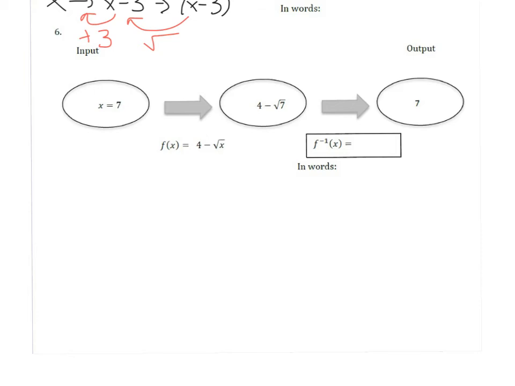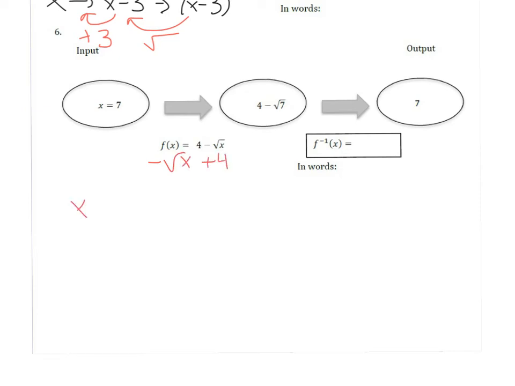And then last but not least, for number 6, we've got 4 minus root x. Oh, sorry, that's exactly what they gave us. I want to break it apart. Okay, so first we had, I'm going to rewrite this another way. It's negative root x plus 4, if I just switch the order around.